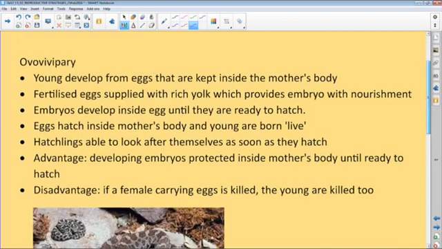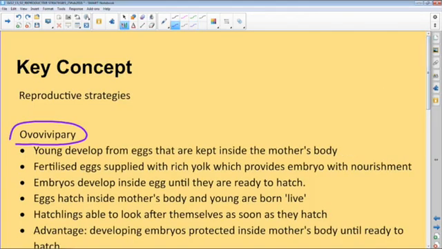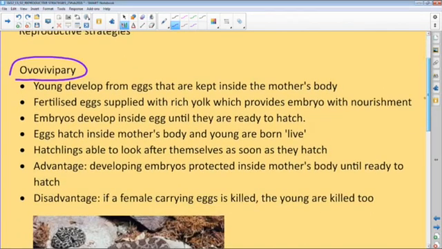It's got the double. Can you remember the double I was talking about? It's that one where it's got the eggs and the mother stays inside, should I say. Okay, let's have a look. The young develop from an egg that is kept inside the mother's body.